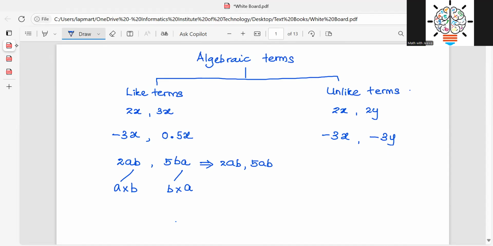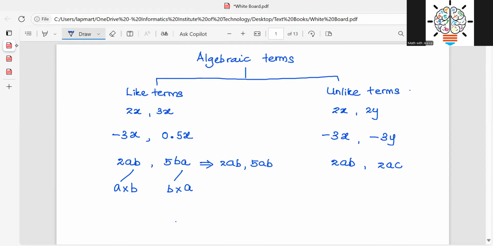Let's say you have something like this, 2ab and let's say 2ac, right? 2ac. They are not like. Why? 2 is the same, a is the same, but b and c are different, right? Hope you have a clear idea now of how to identify a like term and an unlike term.